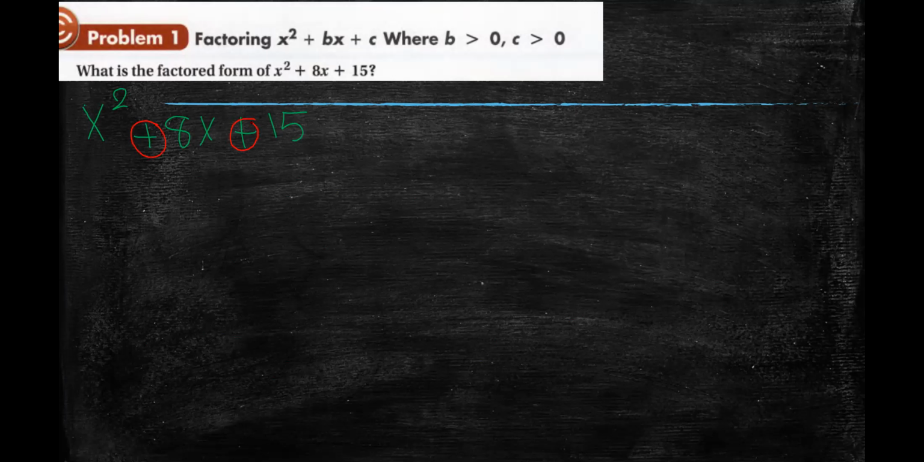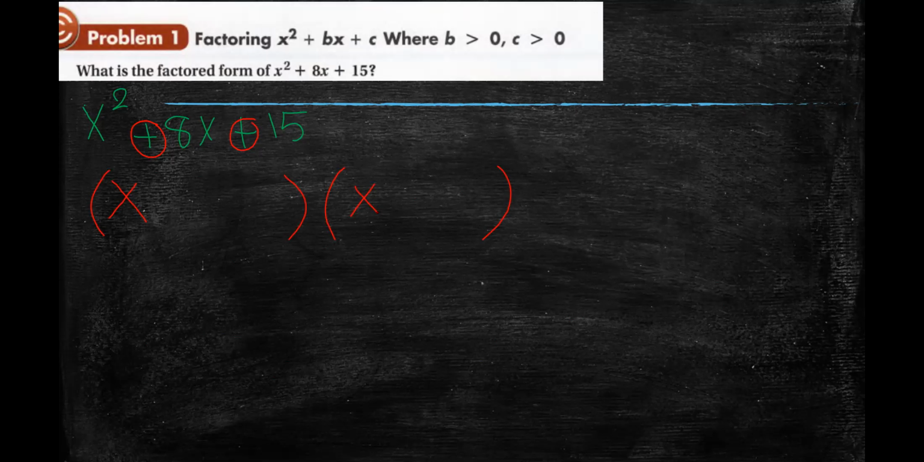Now, what do we have to do? To factorize, the first step is to open two brackets. So when factorizing, you open two brackets. And since we have x squared, I will put 1x here, and the second x, I will put it here. This is the first step.